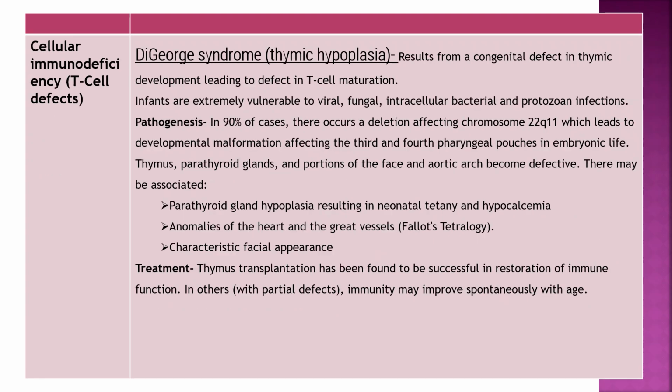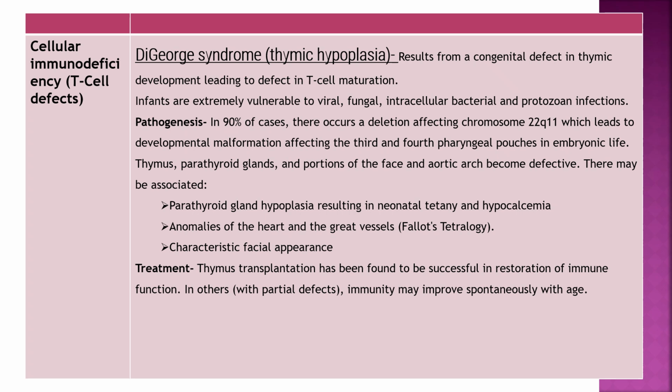Cellular immunodeficiency, T cell defect. Example, DiGeorge syndrome, thymic hypoplasia. It results from a congenital defect in thymic development leading to defect in T cell maturation. Infants are extremely vulnerable to viral, fungal, intracellular bacterial, and protozoan infections.